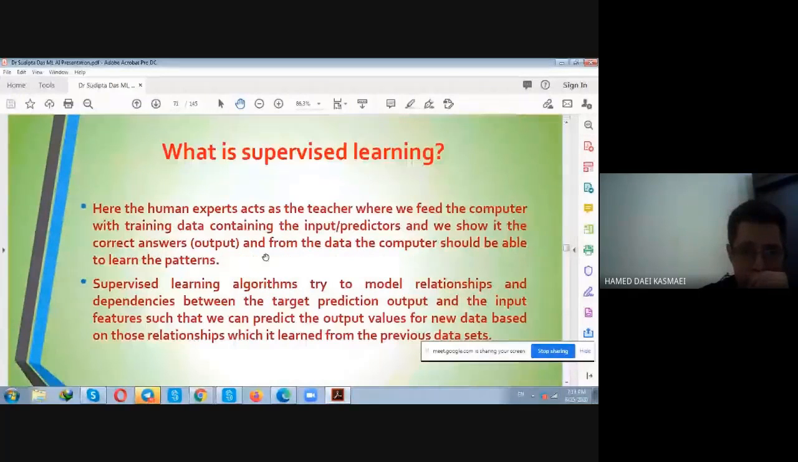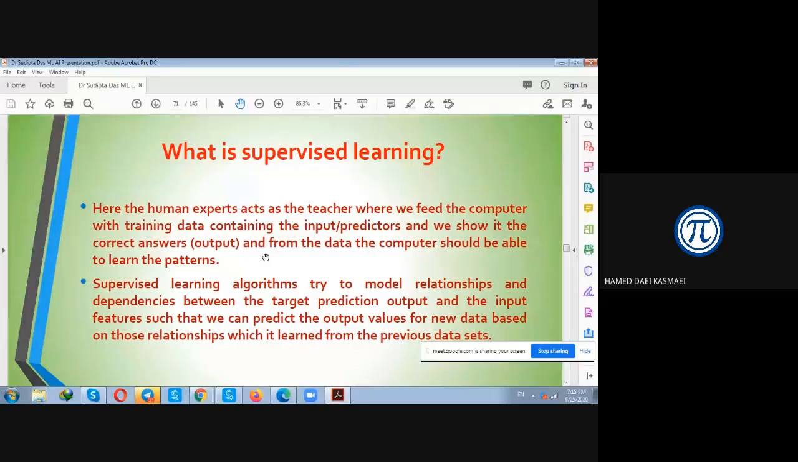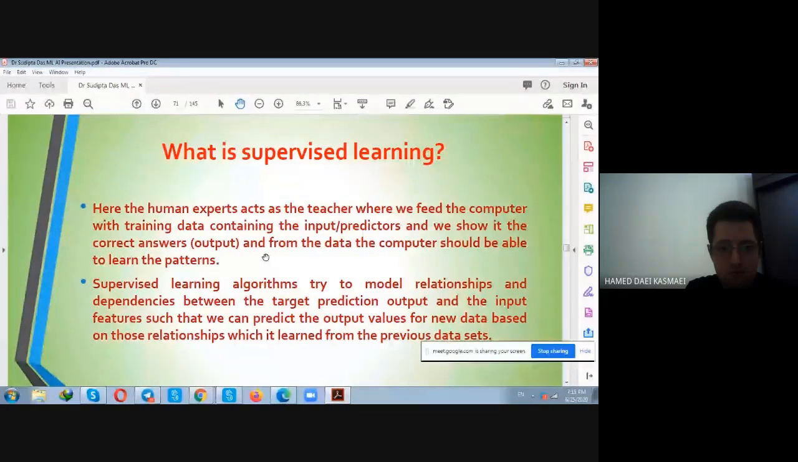So here, human experts act as a teacher where we feed the computer with the training data containing the input or predictors, and we show it the correct answers or output, and from the data, the computer should be able to learn the patterns. Supervised learning algorithms try to model relationships and dependencies between the target prediction output and the output features such that we can predict the output values for new data based on those relationships, which is learned from the previous data sets.